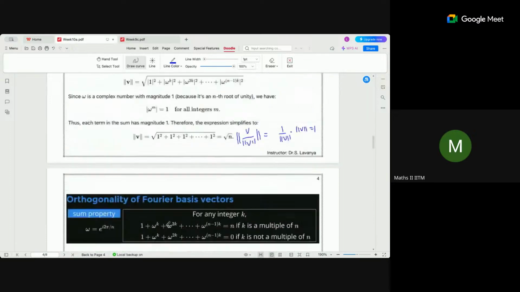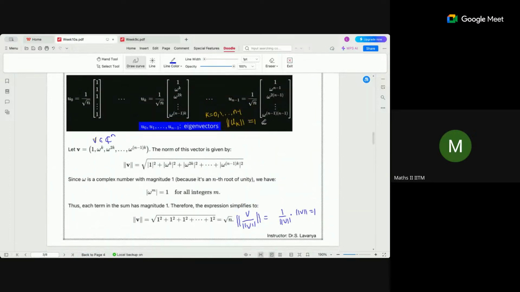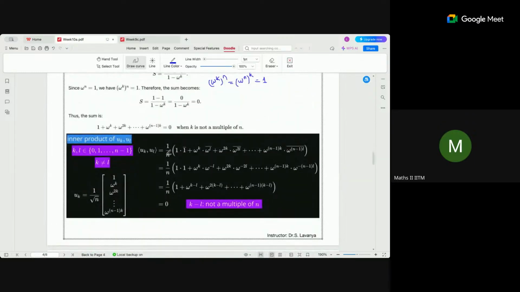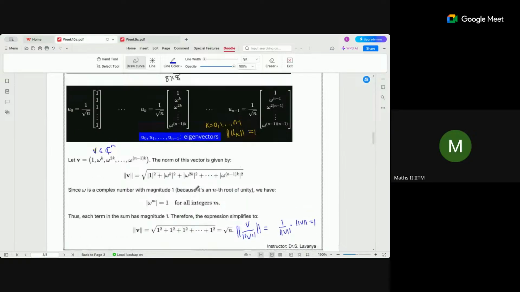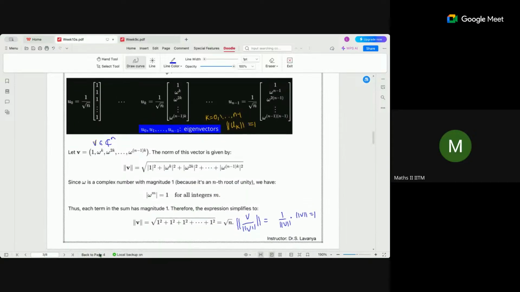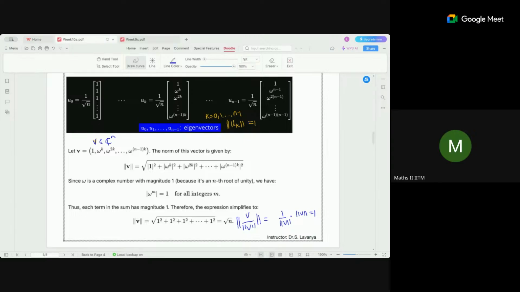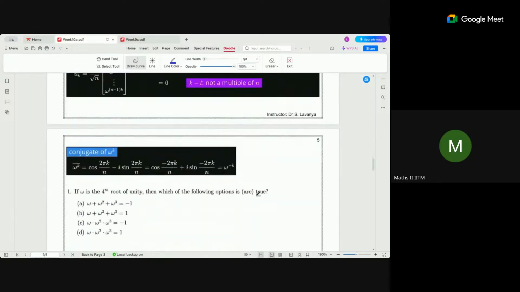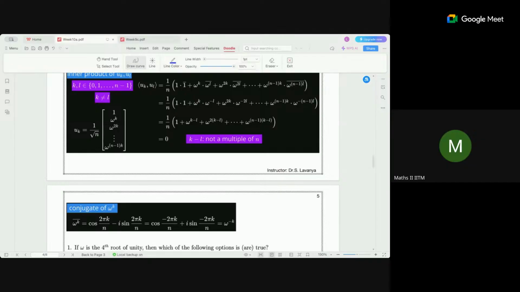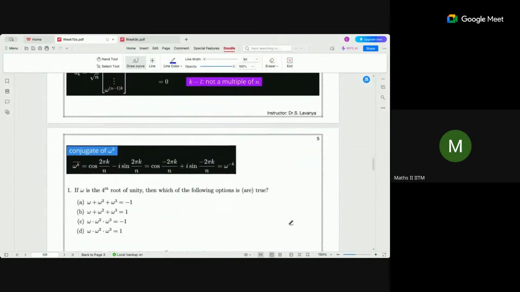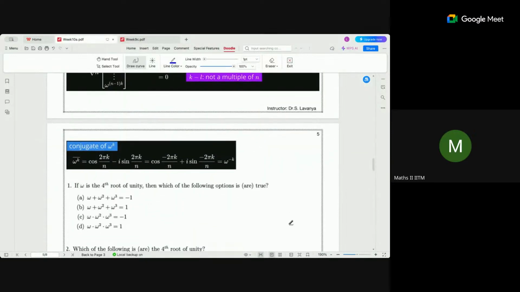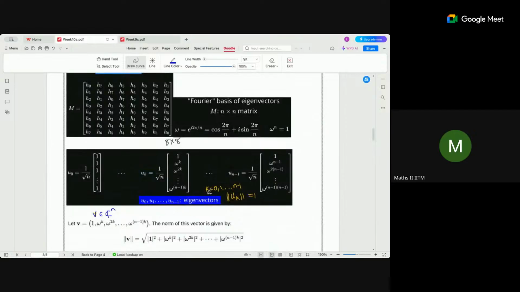So what have we seen? We see that the norm of each is 1, and we also see that their inner products are 0. It means this set of eigenvectors forms an orthonormal basis. So far you all understood that it is an orthonormal basis? Is it clear up to this? Yes or no? Okay, fine. So for a circulant matrix, we have an orthonormal basis called the Fourier basis, and it is given by this particular formula you have here.